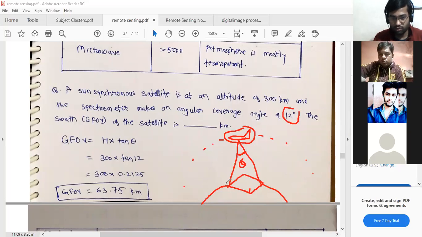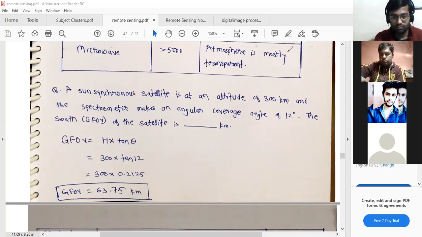The swath. What is swath? Swath is the path. We need to calculate the swath. We have one formula for GFOV: H multiplied by tan theta. The angle is given, and the height of the satellite is given as 300 kilometers. Simply substitute the values and you can get the swath, 63.75 kilometers. Clear?